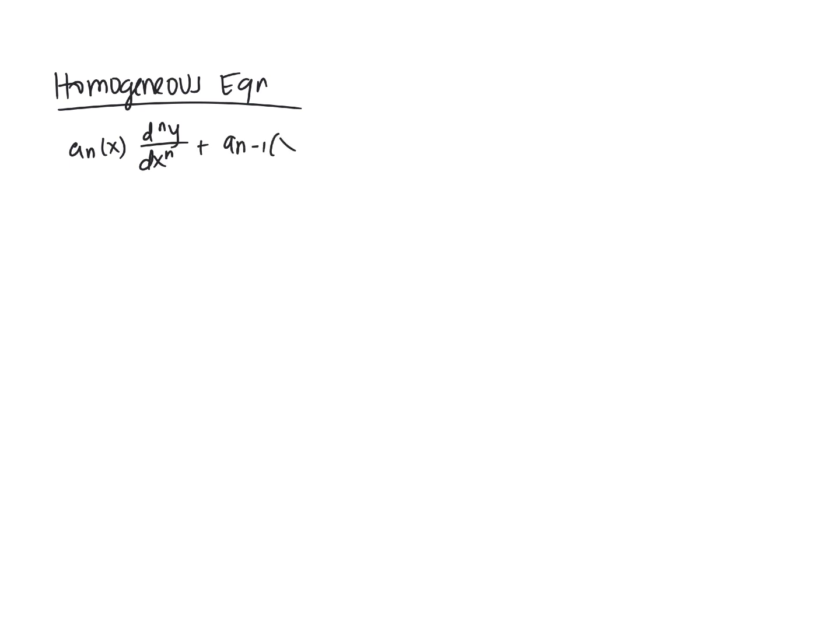Okay, next idea is we are going to talk about what is called a homogeneous equation. And you're like, I've heard that before. This is a different one. Okay, so when I say homogeneous here, it does not mean the homogeneous that we've already talked about. There are two different kinds. Here's the first one: an of x times the nth derivative plus an minus 1 of x times the next derivative, all the way down to a1 of x dy dx plus a0 of x times y is equal to 0.